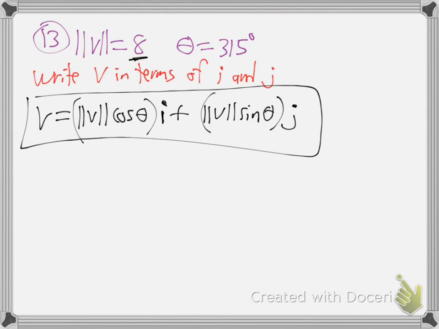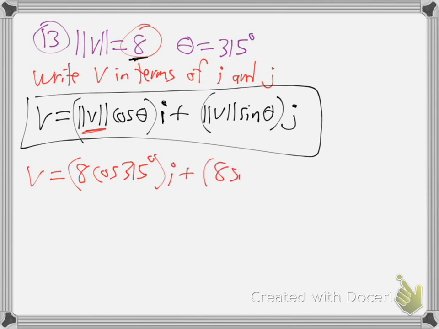So all right, there's the formula. Let's just crank it out, and then I'll show you where that formula comes from. Like, why is that true? I don't like giving formulas like it's magic, because it's not magic. But anyway, let's just crank it out. So magnitude of v, I've got to get that first. Oh, no, they gave me that. That's 8. So that's 8 cosine of 315 i plus 8 sine of 315 j.